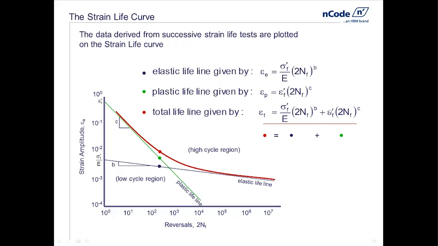So this is where I like to say, if I want the wrong answer, I'll do it by hand. If I want the right answer, I'll give it to a computer. But this is the core of the strain life method.